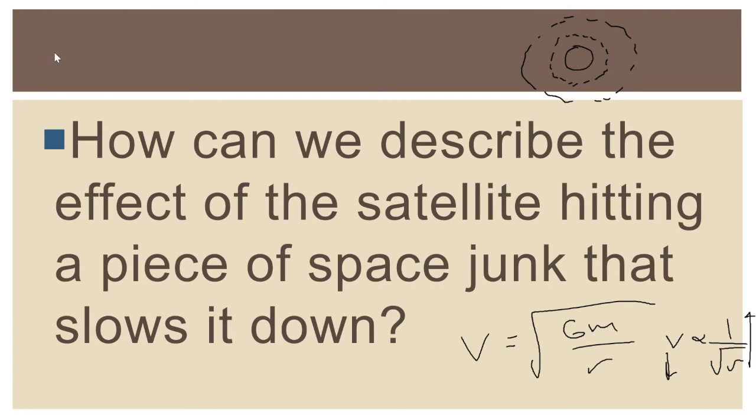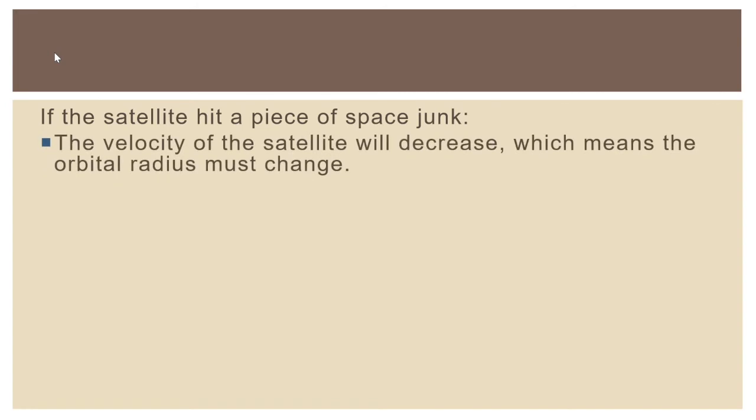To understand why that's wrong, we have to take a look at this piece by piece. And I'd like you to write this down because this is very important. If the satellite hits a piece of space junk, the first thing we can say is that the velocity of the satellite will decrease, in this scenario at least, which means the orbital radius must change. It has to change.